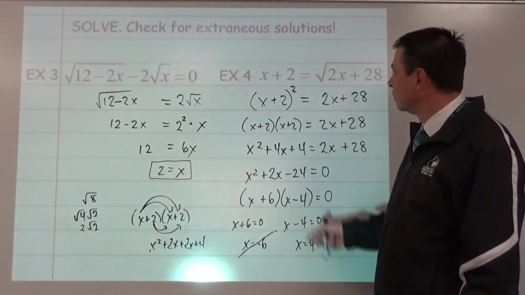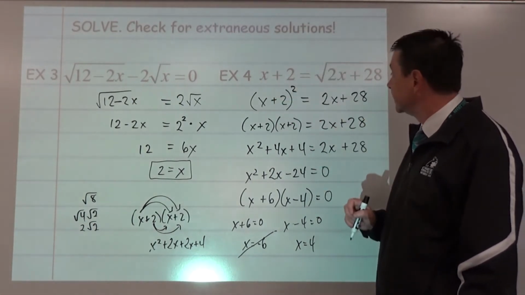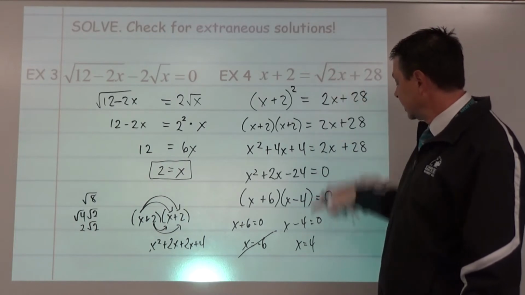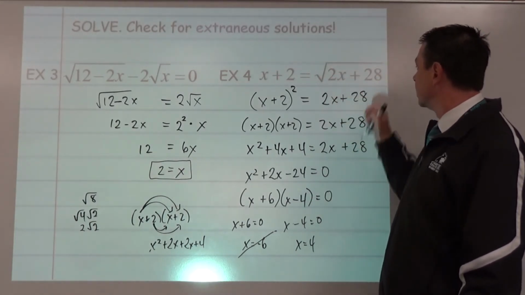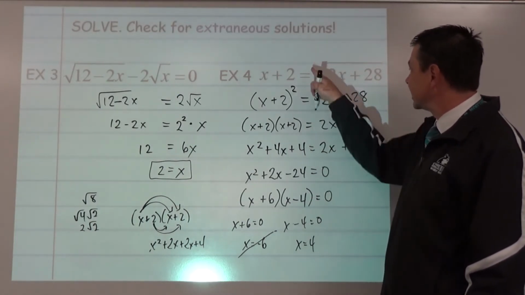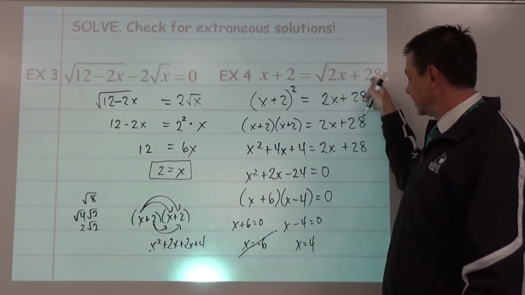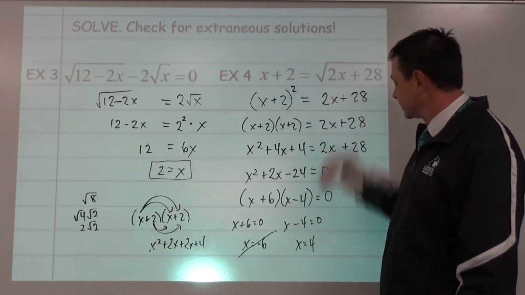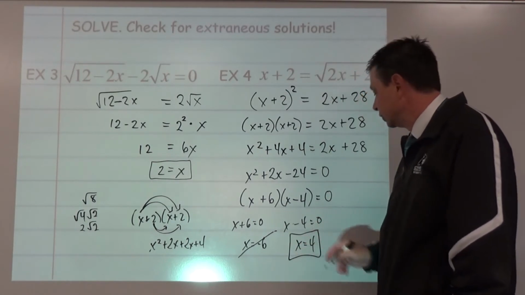What about x equals 4? Well, 4 plus 2 is 6. 2 times 4 is 8, plus 28 is 36. Square root of 36 is 6. 6 equals 6. That one is true.